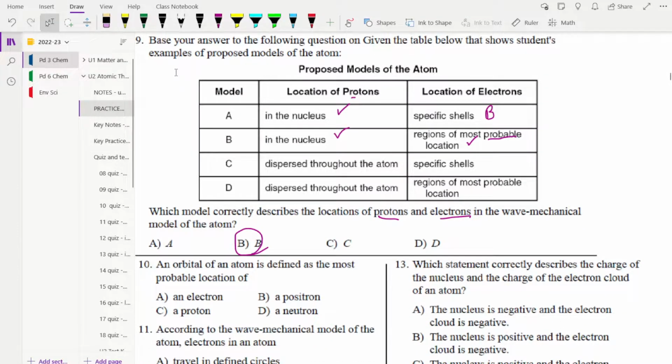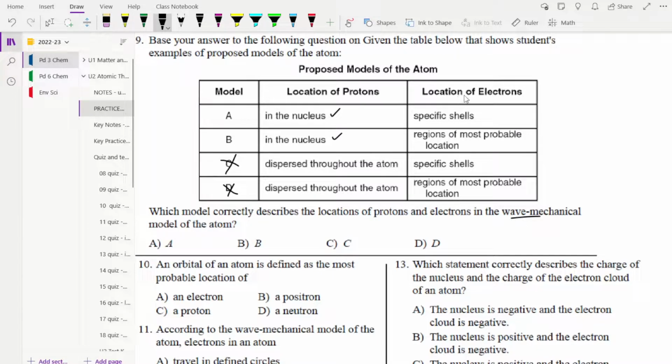Atomic theory. Base your answers on the given model based on this table. So which model correctly describes the location of protons and electrons in the wave mechanical model? All right, so first of all, location of protons in the nucleus, that is true. And the protons in the nucleus, correct. Dispersed throughout the atom, definitely not. Dispersed throughout the atom, definitely not.